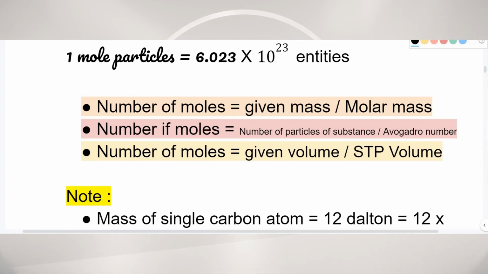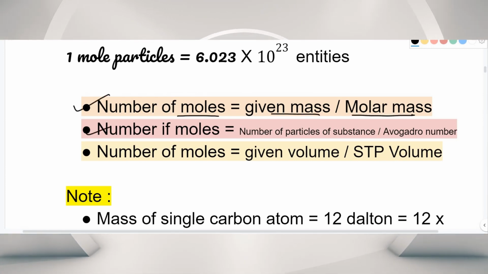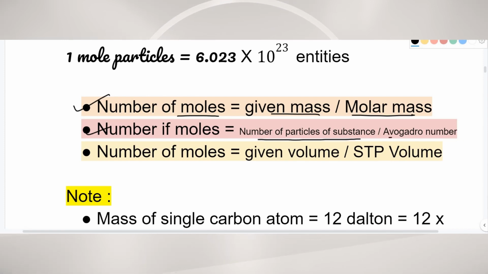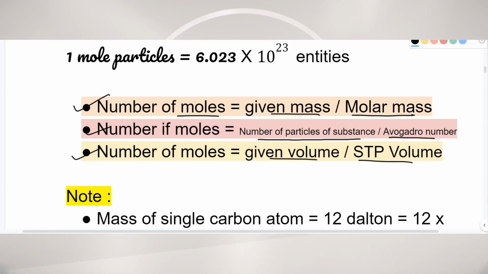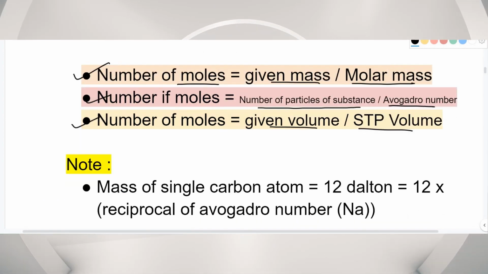We can calculate the number of moles using 3 different formulas. I have listed all of those. The first one: number of moles is given mass by molar mass. Second: number of moles is number of particles of substance by Avogadro number. Third: number of moles is given volume by standard temperature pressure volume of that object at STP or NTP.